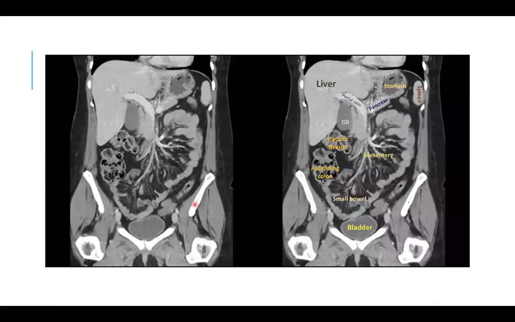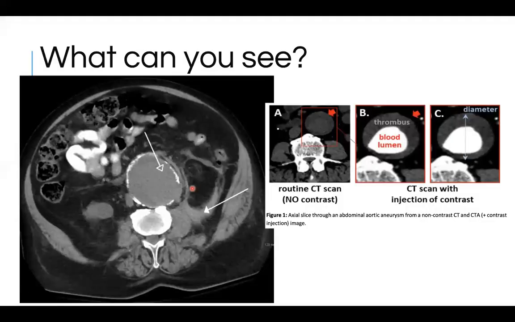So this is again just to remind you of the different sections. So can anyone tell me what cross section this is? Coronal, good. So again, just familiarize yourself with what the anatomy looks like in the coronal section. Okay, now, can anyone tell me what they see?